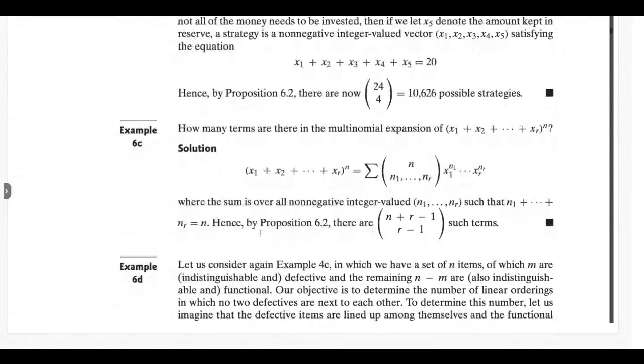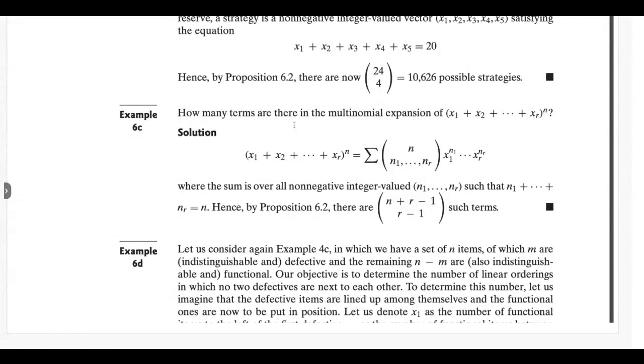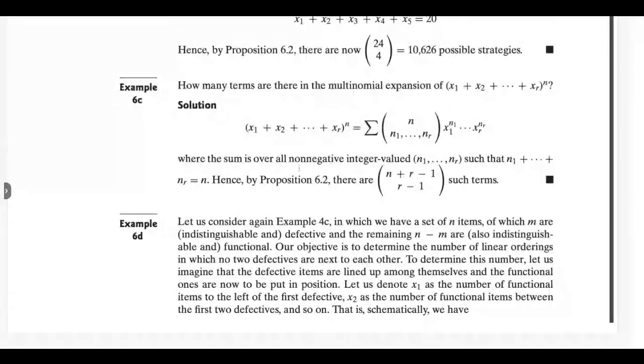Okay, let's see this one. How many terms are there in the multinomial expansion of x1 plus up to xr raised to the n? The sum is over all non-negative integer valued vectors. So that's this many. Let's just try to remember this. There's this many terms in the expansion: out of n plus r minus 1, choose r minus 1, such terms.